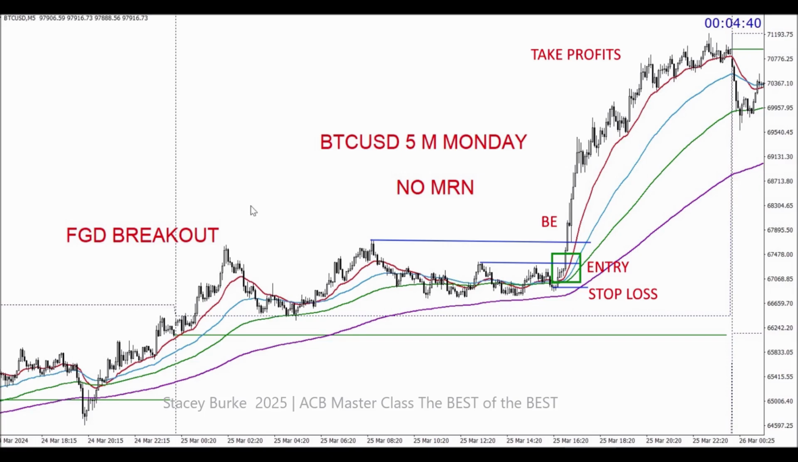No major red news on the calendar. Again, on a Monday, on the front side of a new week for the explosive trend trade ACB all-in opportunity. So coming back to our criteria, these markets have given over 200 plus pips of opportunity on these trades.